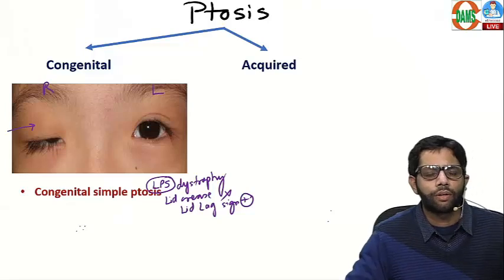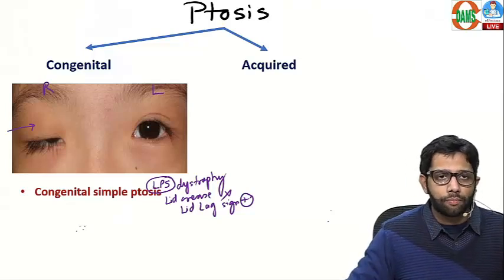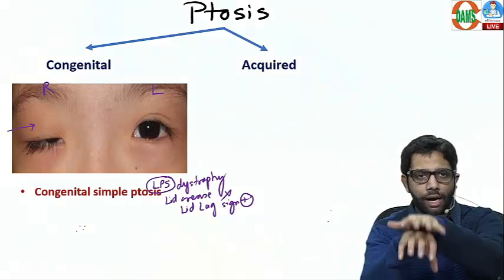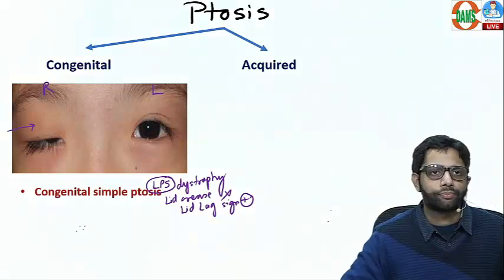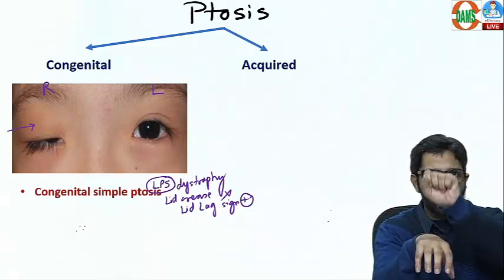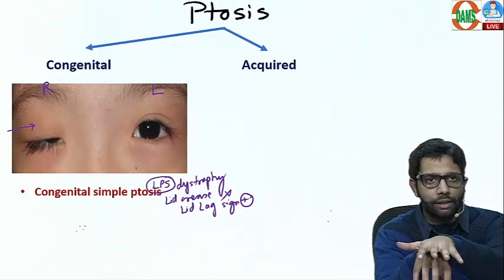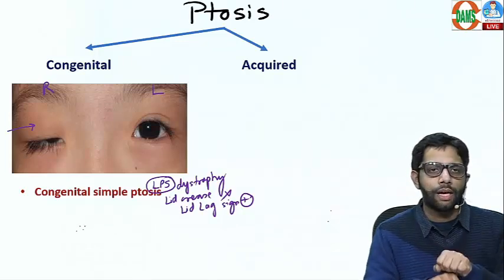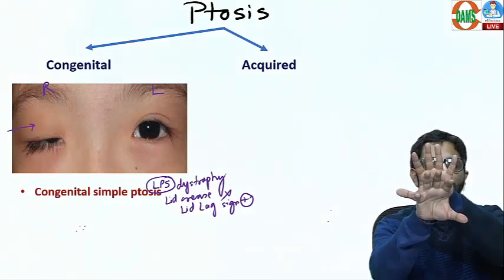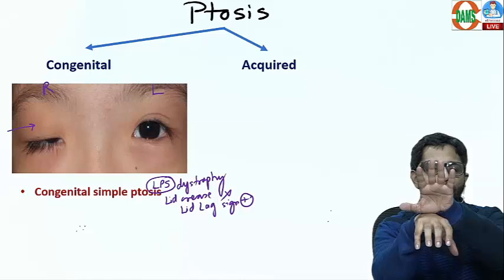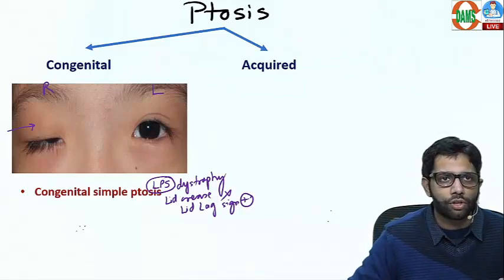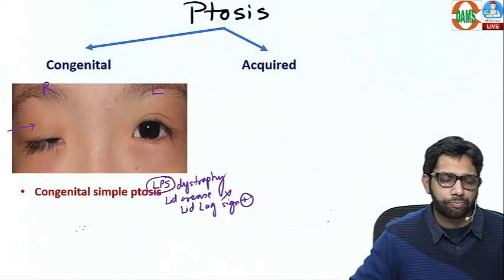What is the lid lag sign? Normally, this is our eyeball, this is the eyelid. If the eyeball looks down, the eyelid follows the globe normally. Why? Because while the eyeball goes down, the LPS relaxes and it follows the globe. Here LPS is dystrophic, so it cannot contract, it cannot relax. So when the eyeball goes down, LPS does not relax, it remains behind, lags behind. Important feature of congenital simple ptosis.